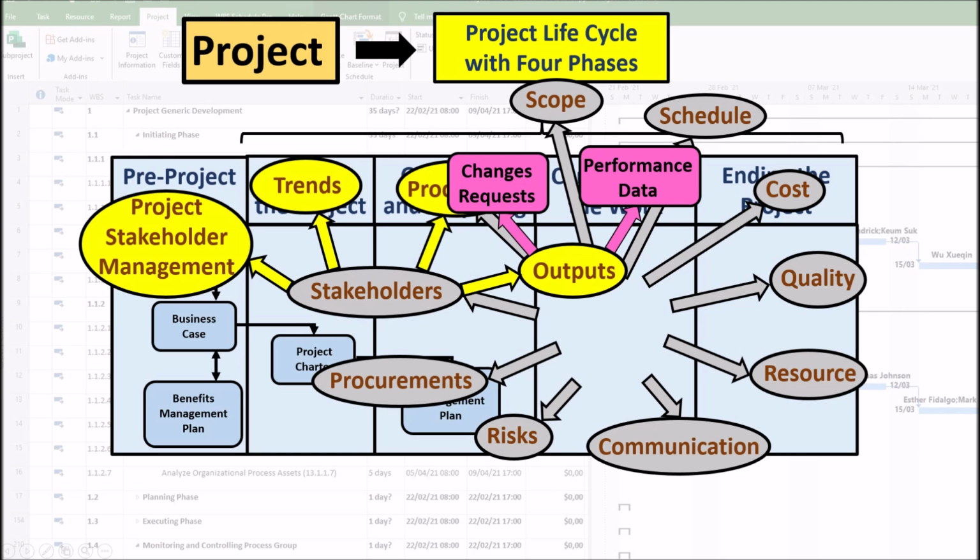Work performance information. One output here is the work performance information. It includes information about the status of stakeholder engagement, such as the current level of support for the project and how it compares to desired levels of engagement as defined in the stakeholder management plan.